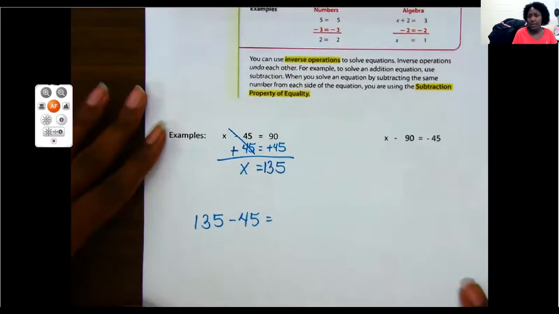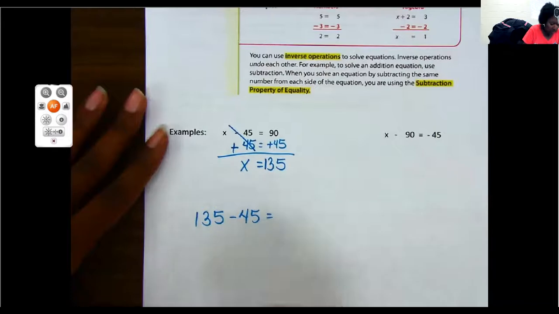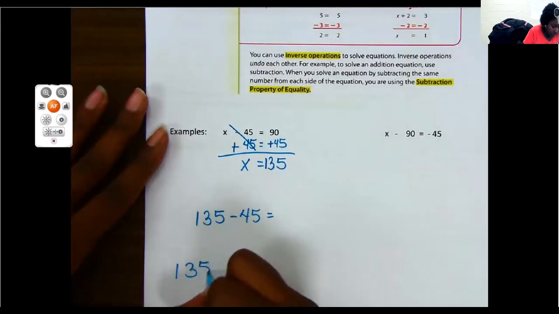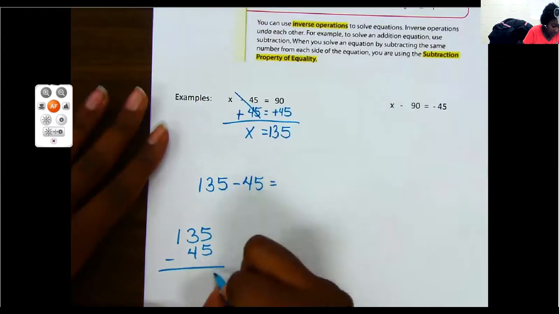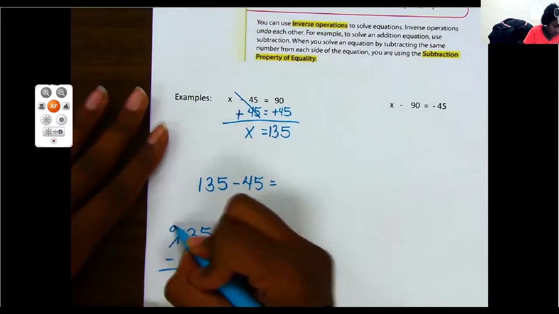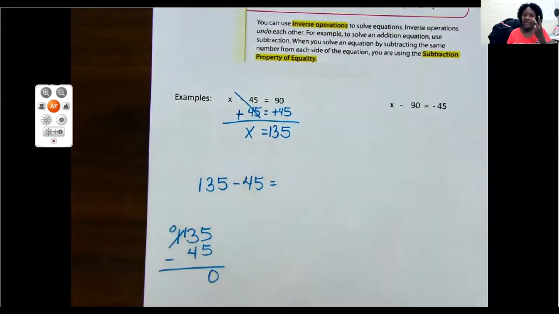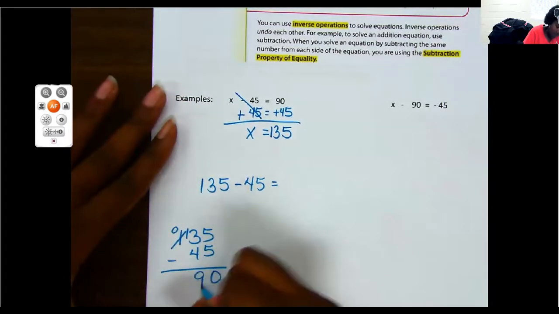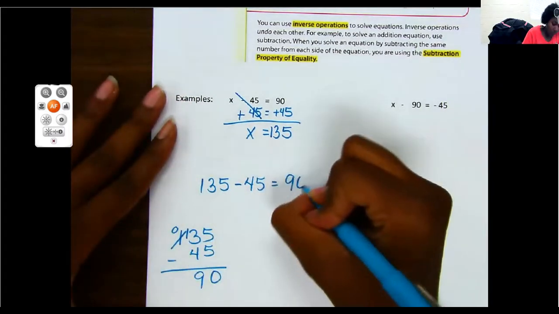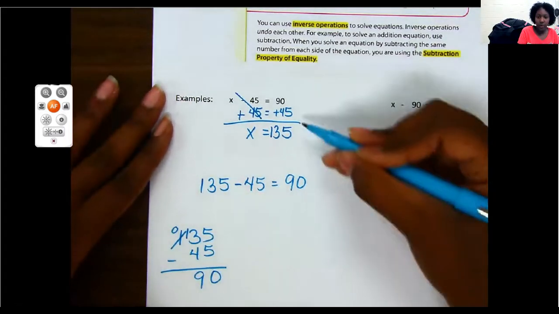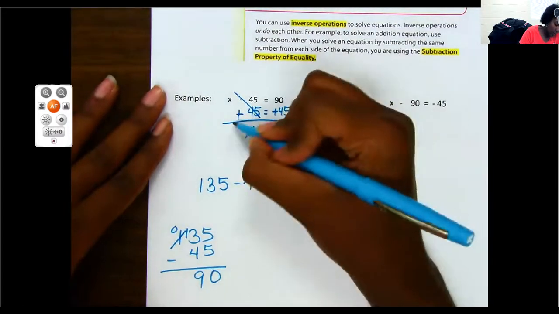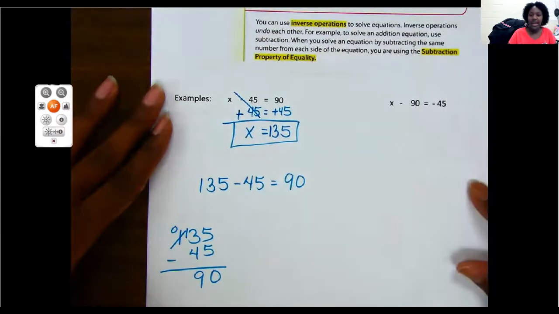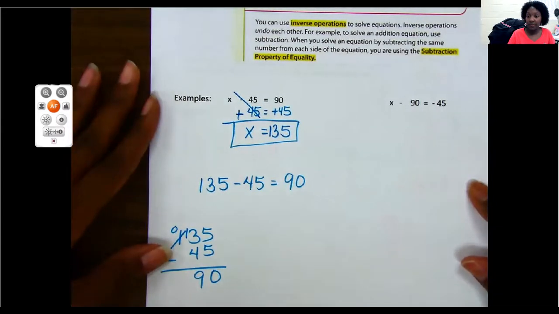I don't know about you guys, but I can't subtract this way, so I need to line it up. 135 minus 45. 5 from 5 is 0. I need to borrow. 4, 5, 6, 7, 8, 9, 10, 11, 12, 13, 9. So 135 minus 45 is equal to 90, which is what my problem stated. So therefore, my solution is correct. X is equal to 135.